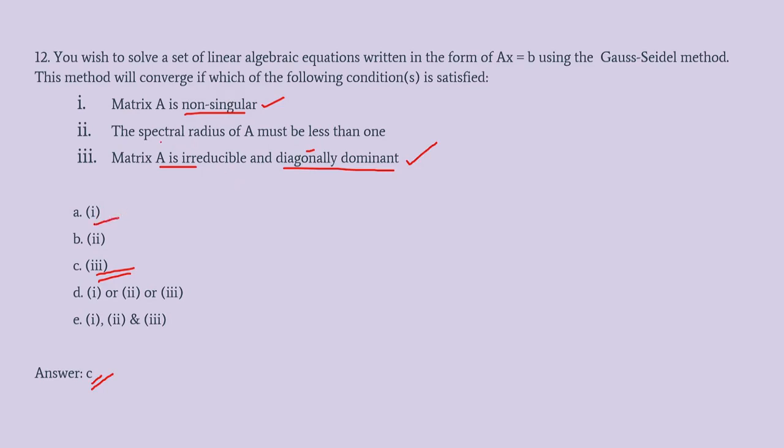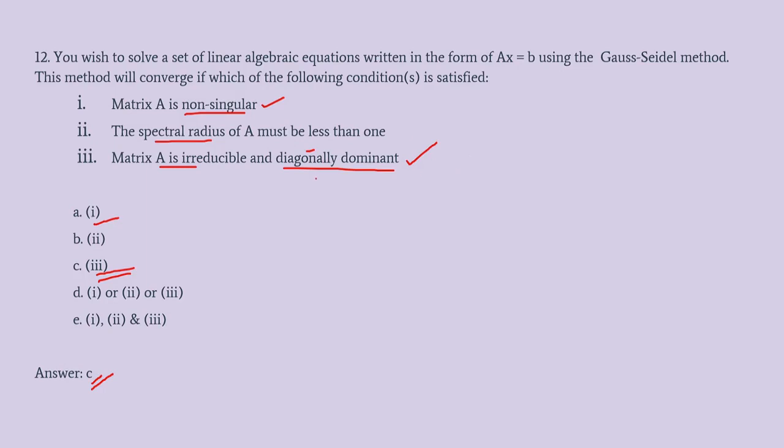Also the spectral radius. You might know how to tackle multiple choice questions, but still I am giving you something. Some of you might not know what the spectral radius is. As Pranil said, it is the largest value among the eigenvalues. The spectral radius has relevance, but not exactly in our CFD or Gauss-Seidel method.